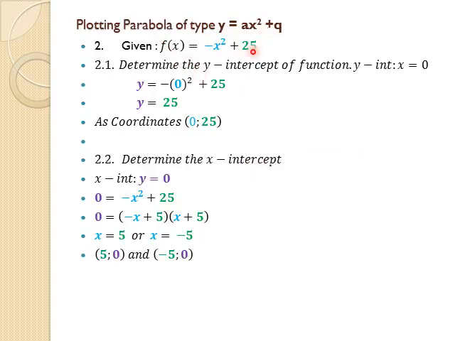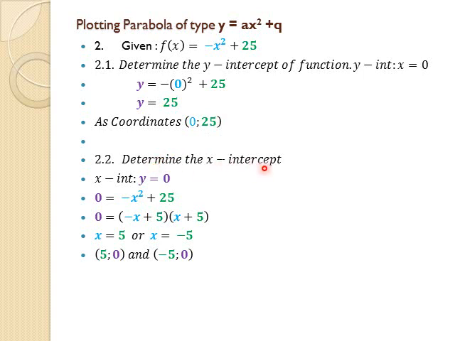So plotting the parabola, given now f(x) equals negative x squared plus 25. So in the first one, x squared was positive, now x squared is negative. Determine the y-intercept. So for the y-intercept, x equals 0. So in the place of x, if I place 0, I'm left with 25. So the y-intercept is (0; 25).